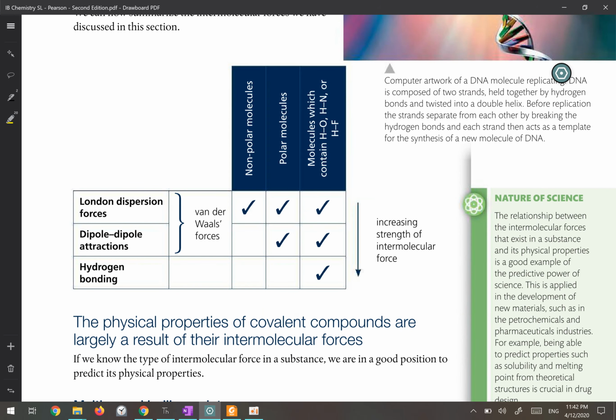Okay, so look at this table. This table summarizes all of the intermolecular forces that we have talked about in these two videos. The first intermolecular force is the London dispersion force. It is available between nonpolar molecules, between polar molecules, and even between molecules which contain H-O, H-N, and H-F bonds. The next one is dipole-dipole attraction. Dipole-dipole attraction is not available between nonpolar molecules. It's only for polar molecules, including molecules in which hydrogen is connected to the fluorine group elements. And the strongest one is hydrogen bonding, which is only available between molecules in which hydrogen is connected to N, O, or F. So from top to bottom, the strength of the intermolecular forces increases.